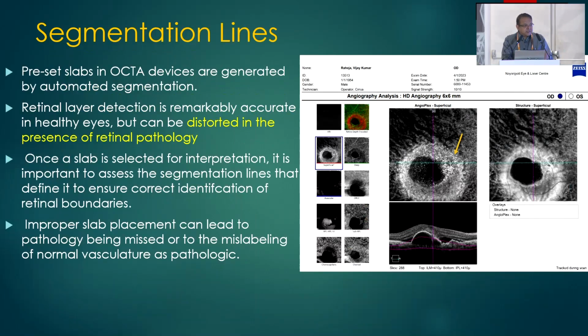Again and again, I am stressing the importance of the segmentation line. Many times, if you don't do proper segmentation, you will not get proper information on OCTA. Like in this patient, you have a lot of projection artifacts, and I have done a manual segmentation. On manual segmentation, you can see on structural OCT there is a pigment epithelial detachment. On its margins, you can see there is a BVN.